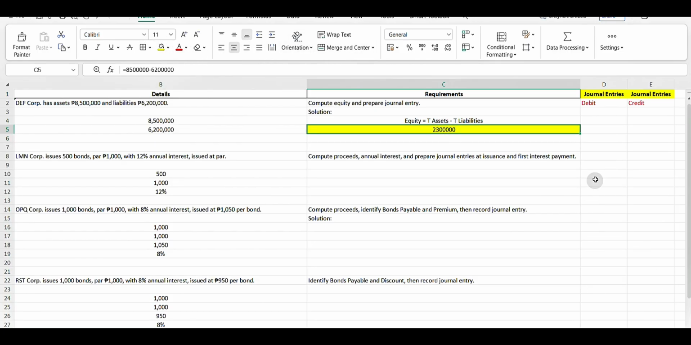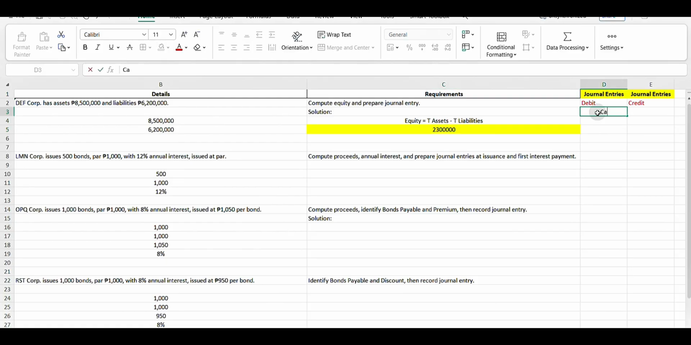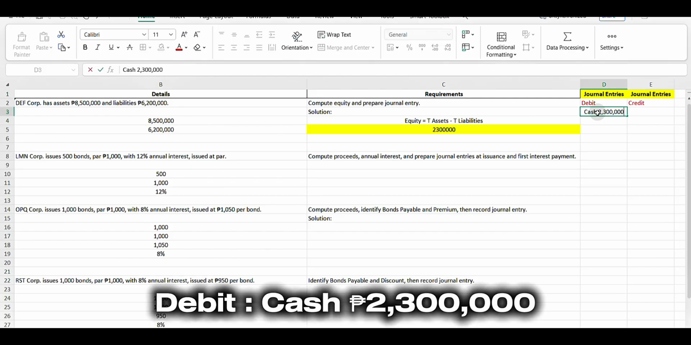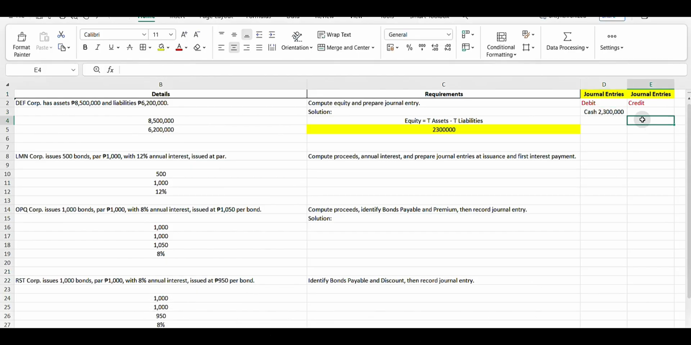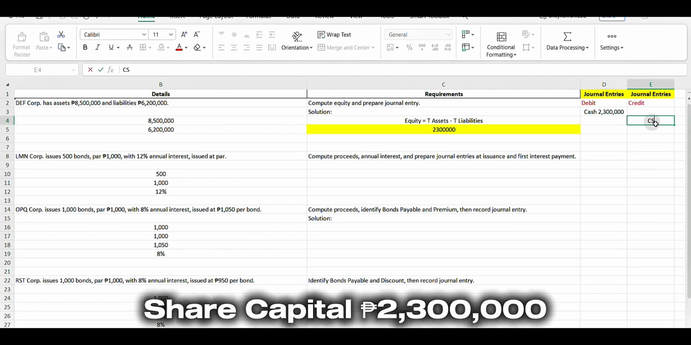Now let's try to journalize this transaction. First, that is debit to cash. Again, the amount is 2,300,000 pesos. And that's debit to share capital.